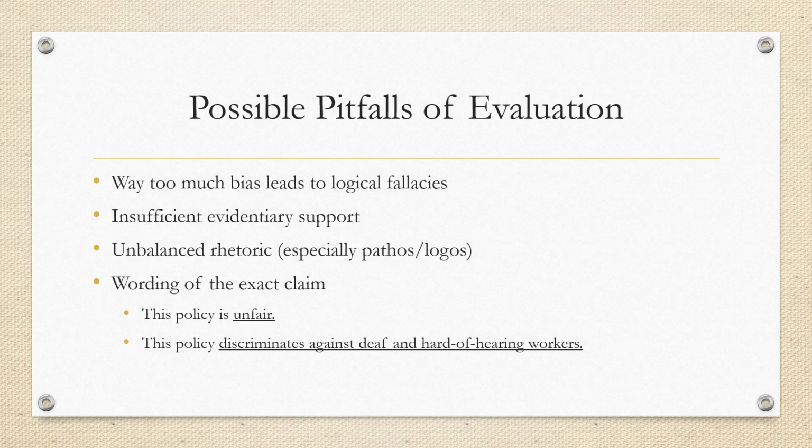Unbalanced rhetoric is another big problem, especially the balance between pathos and logos. Evaluation claims, because they can be very biased and because they have a propensity to logical fallacies, usually can end up a little bit more on the pathos side than on the logos side. And so you have a lot of emotional arguments as to why we should consider something unfair or unethical, or why something should be changed, but we're not getting a whole lot of logic behind it.